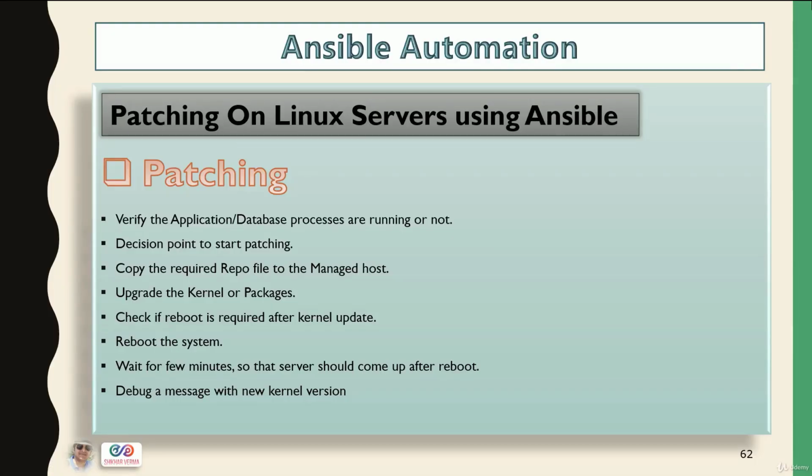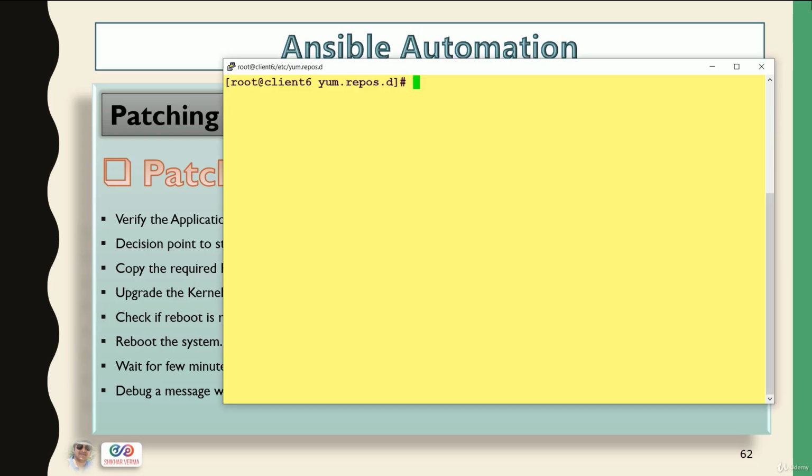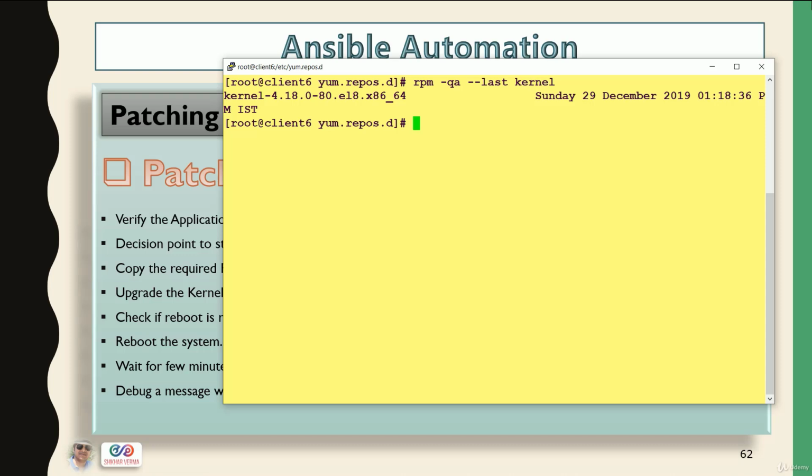Let's continue and do the next task, that is check if reboot is required after kernel update. To accomplish this task I need to write a very simple shell script. Before writing a shell script, I just want to show you a few commands. This is my client machine, and if I fire this command, it will show you the updated kernel version. Suppose I have updated my kernel, and if I fire this command, at the top you will see the new kernel version.